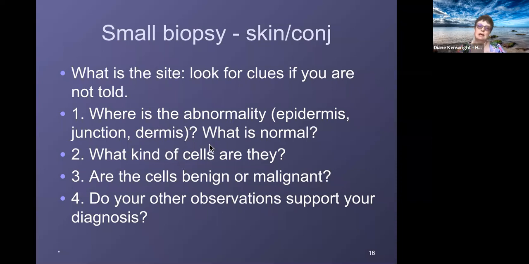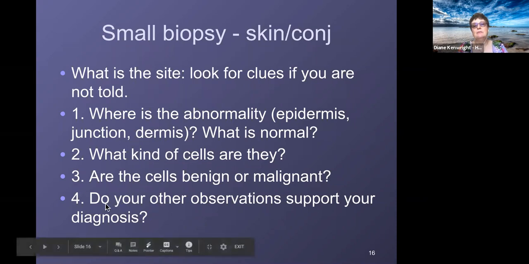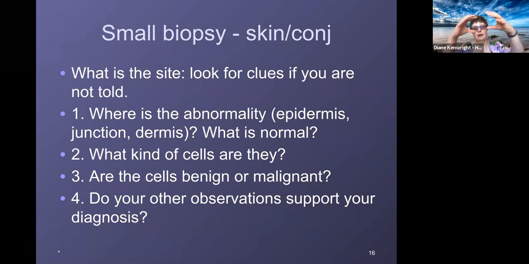Are they squamous cells? Are they basal cells? And then, are the cells benign or malignant? And this is where we apply our knowledge. We look for mitoses and we look for hyperchromatism and pleomorphism. And then we make other observations to support our diagnosis. So for example, we might have a big lump of purple cells that is in the dermis, that's got lots of mitoses in. We suspect this is a basal cell carcinoma.